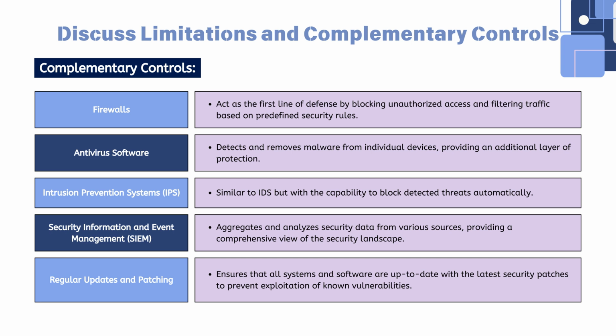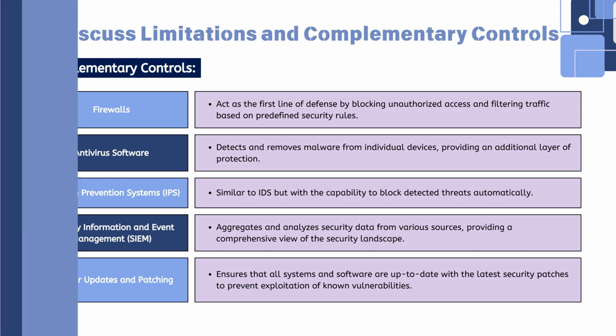Intrusion prevention system, or IPS, is similar to IDS, but it can automatically block detected threats. Security information and event management (SIEM) systems aggregate and analyze security data from multiple sources, giving us a complete picture of our security. The last one is regular updates and patching. It will keep our systems and software up to date and prevent attackers from exploiting known vulnerabilities.